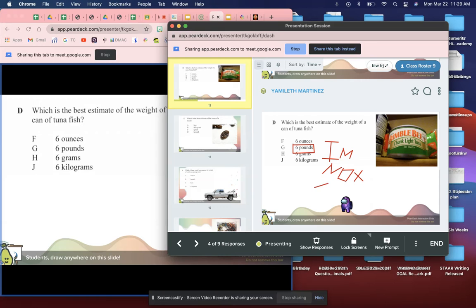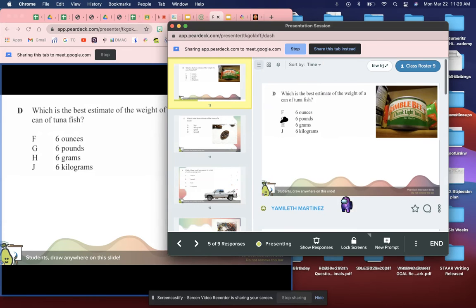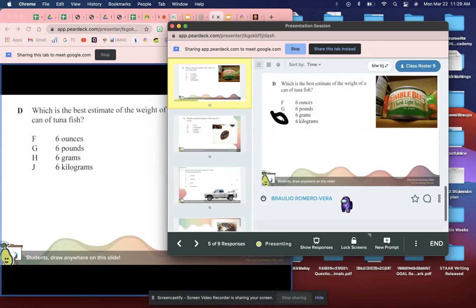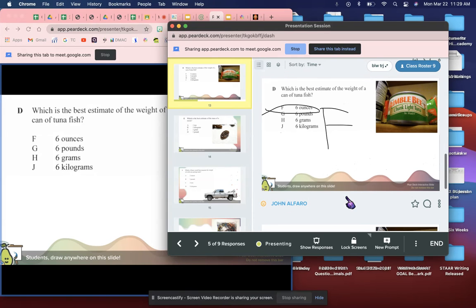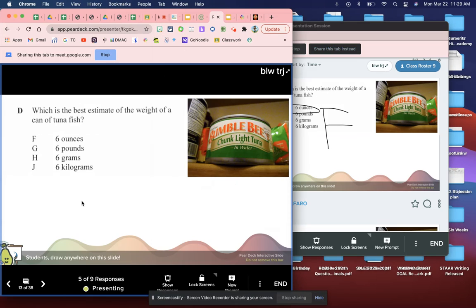I'm not sure for that. You're not sure? John, you are actually correct. Yeah, you're right. So the can of tuna, boys and girls, 6 ounces. Remember, ounces is going to be like the pan, la pieza de pan, right? So 6 piezas de panes for a little can of tuna.